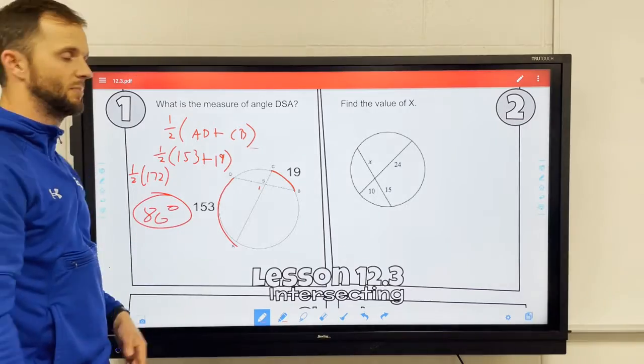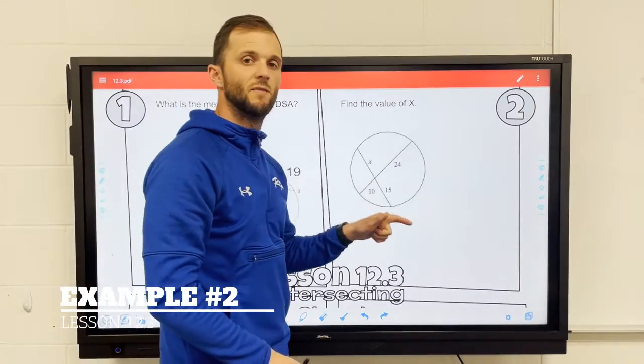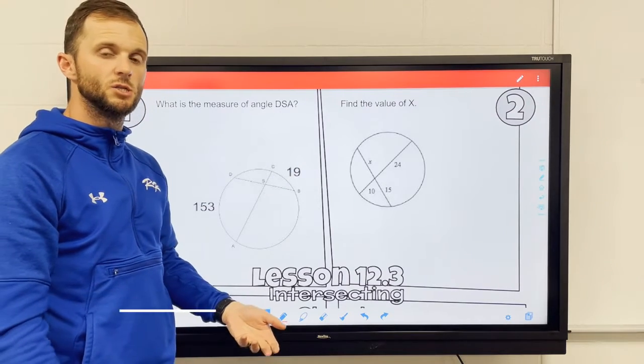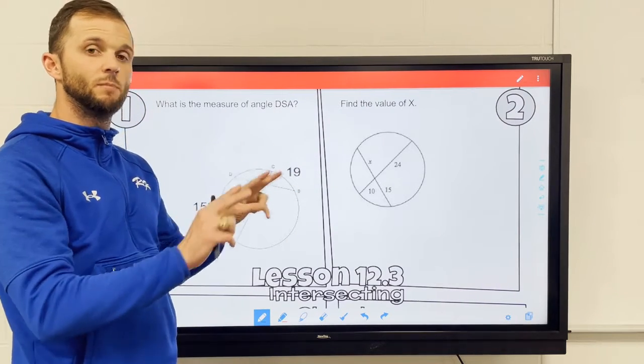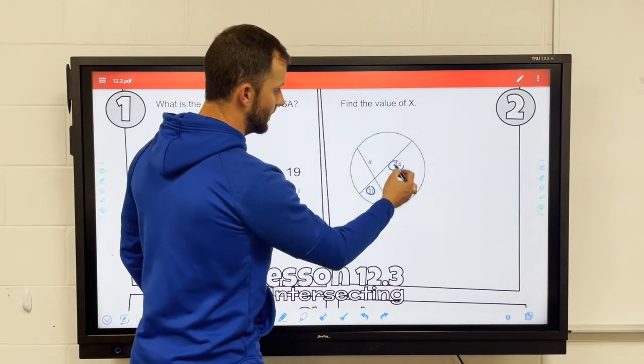So let's go and look at example number 2. Okay, on example number 2, it wants me to find the value of x. So if you look, I have two chords crossing each other. I know the products of those are going to end up multiplying together and going to be equal to each other. So I know 10 and 24 are on the same line.